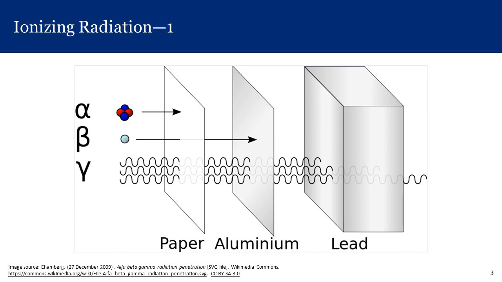The next type of ionizing radiation is beta. When we think of beta form, it's more penetrating than alpha, as you can see here. It can penetrate through paper, but stops at an aluminum barrier. Last but not least, we have what are called gamma rays, and that's at the bottom of this diagram. And gamma rays are the most penetrating types of ionizing radiation.